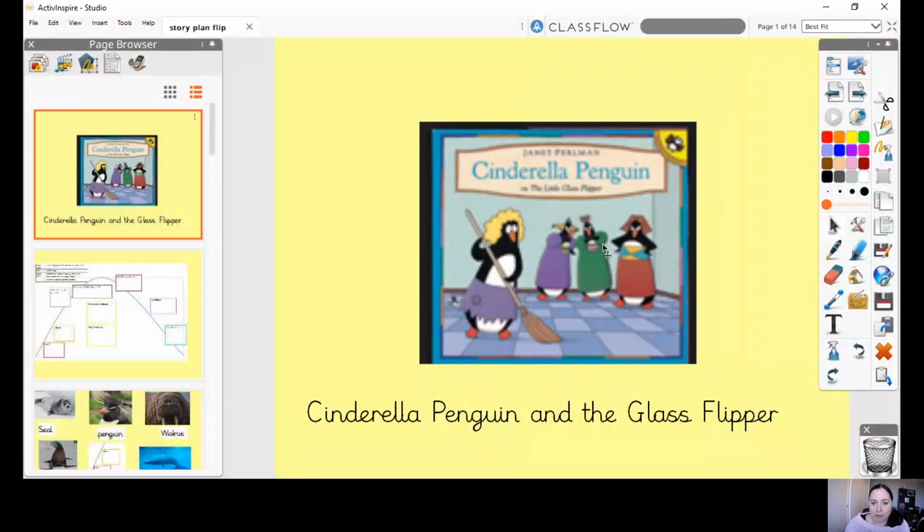Here you can see a book which might look a little bit familiar because it's called Cinderella, but it's called Cinderella Penguin and the Glass Flipper. So I want you to have a think for a moment. What do you think might be the same and what do you think might be different in this book compared to the traditional Cinderella story which we've just looked at?